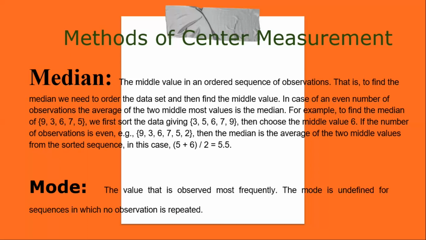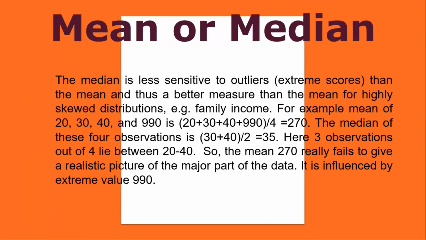When to use mean or median? The median is less sensitive to outliers, extreme scores, than the mean and thus a better measure than the mean for highly skewed distributions, e.g., family income. For example, the mean of 20, 30, 40, and 990 is (20 + 30 + 40 + 990) divided by 4, which equals 270. The median of these 4 observations is (30 + 40) divided by 2, which equals 35.